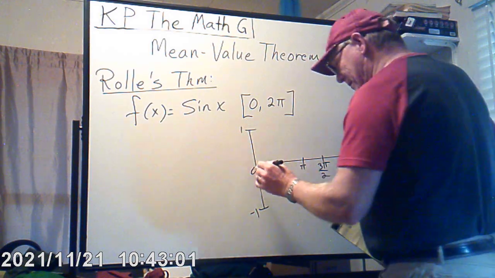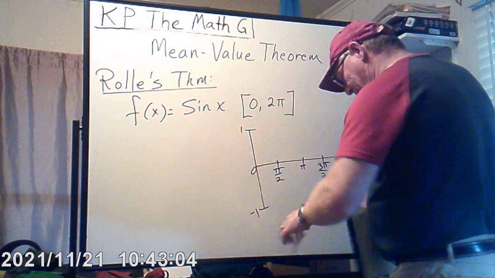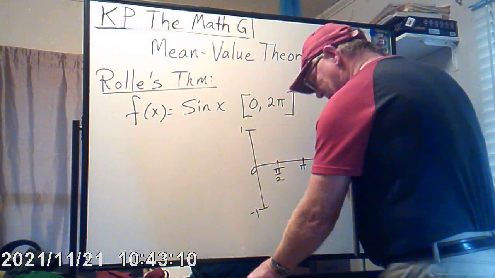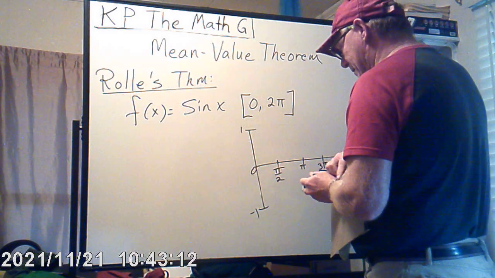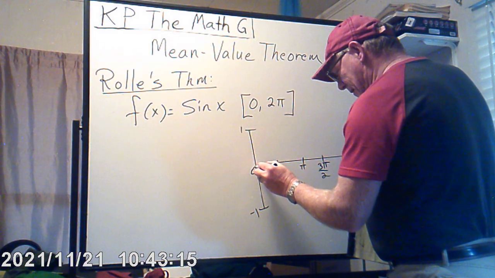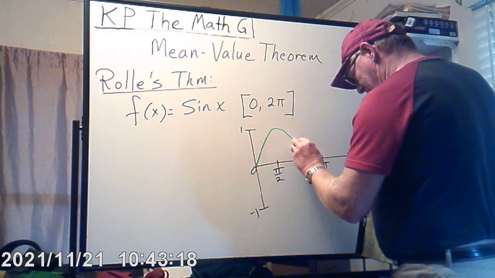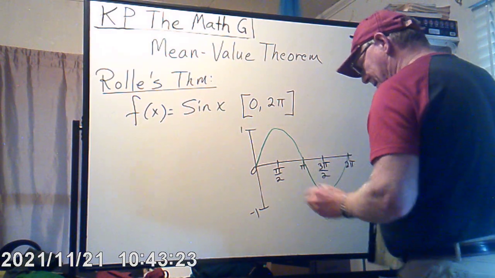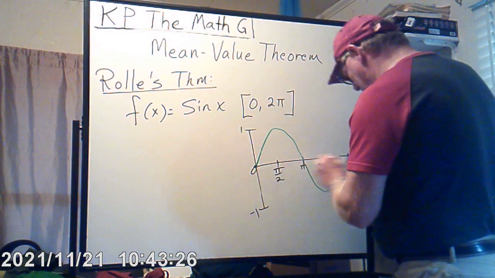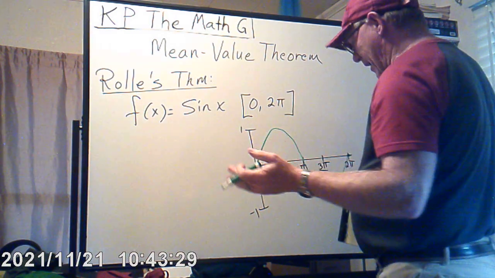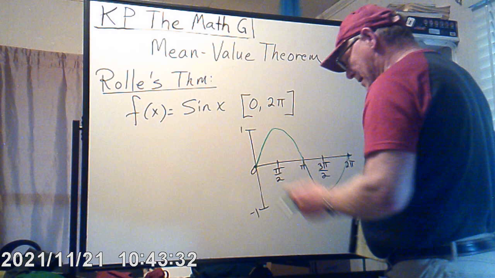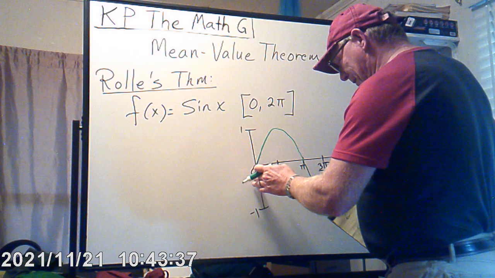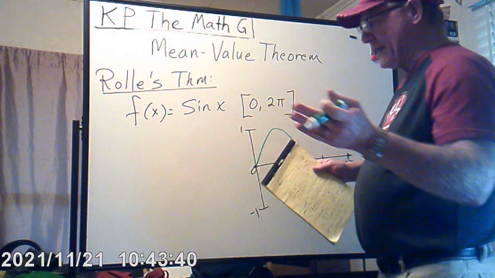And here's Rolle's theorem. This is the idea. The graph of sine, let me get a different color. Bear with me as we go through this problem. It's going to go up, down, down, and up. And notice that throughout from 0 to 2 pi, f at 0 equals f at 2 pi, which is equal to 0.